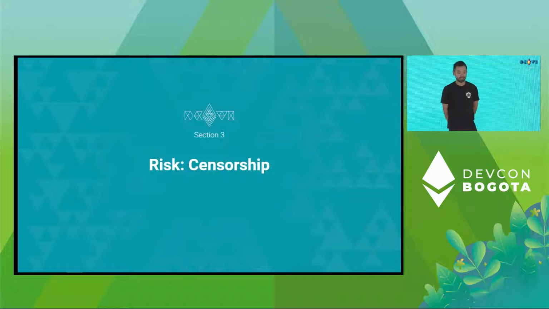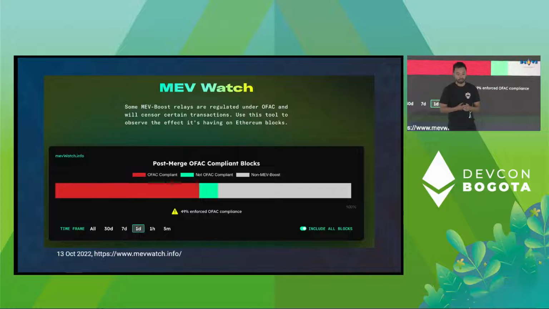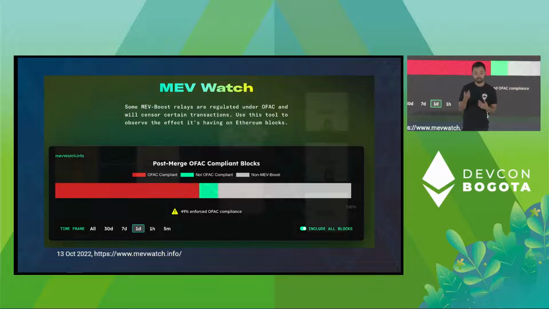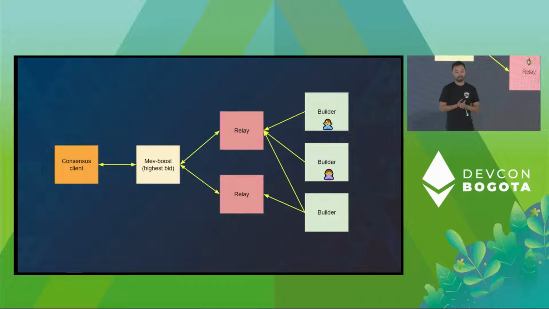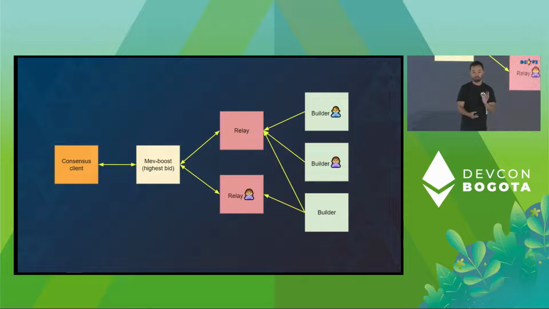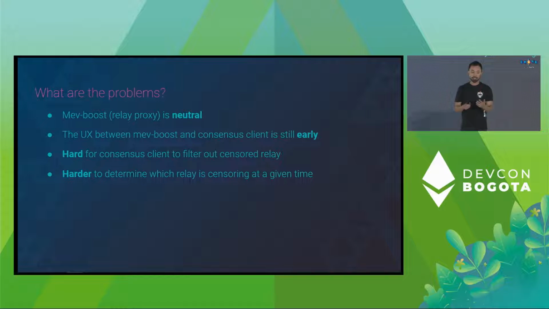So okay, last section, censorship. That's something that we have been talking a lot about. As of today, 49% of the mainnet blocks have some sort of OFAC compliant building, and that's unfortunate, that's already over half, right? So we have to understand who can censor. A builder can censor, right? If you're a builder, you don't want to build blocks that include OFAC non-compliant transactions, you can censor. Or the relay can censor as well, right? So therefore, it's really hard. So what's the problem here? The problem here is that MEV-Boost is a neutral piece of software.